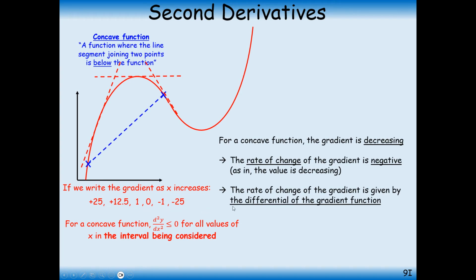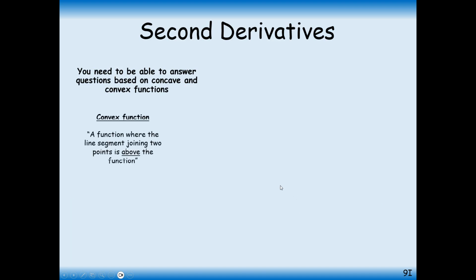The rate of change of the first derivative is called the second derivative, and is denoted by d squared y by dx squared. In other books you might also see f double dash. That is another notation for the second derivative. So these are the conclusions we come to.